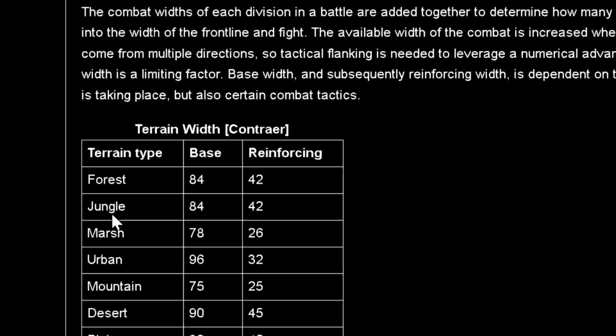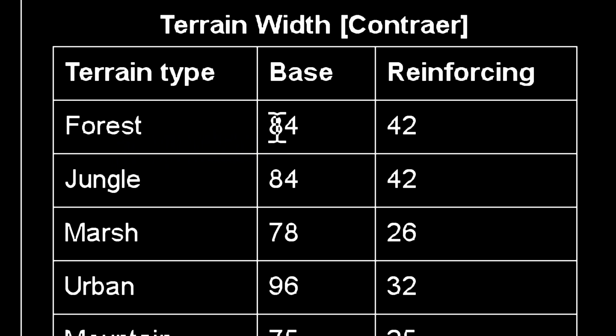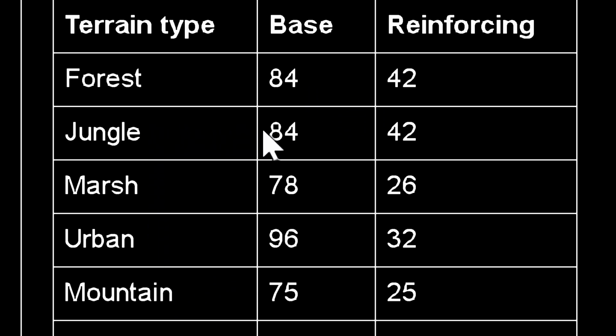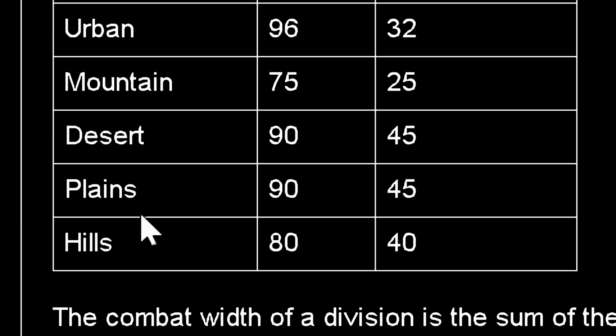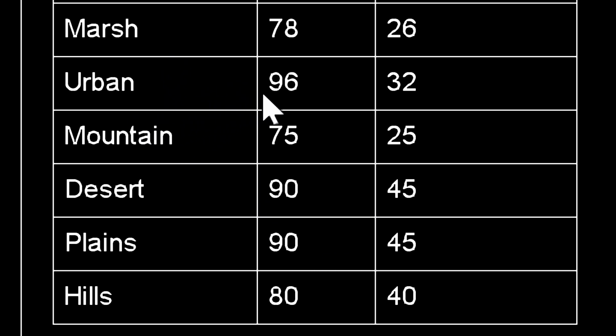So how do you calculate combat width? Well, each terrain has a fixed combat width. For example, forests have 84 for one direction, and if they add more directions, they will keep adding 42. Jungles have a combat width of 84, and so on. And for example, plains, since they are wider and open, they have a combat width of 90, and each direction adds 45. But some locations are special. For example, urban has a huge combat width with one direction, 96, and each new direction only adds 32. And of course, mountains have a very narrow combat width, 75 and 25.